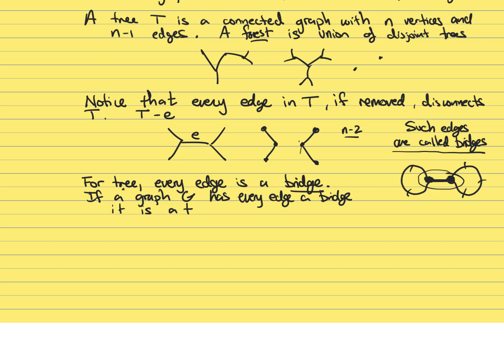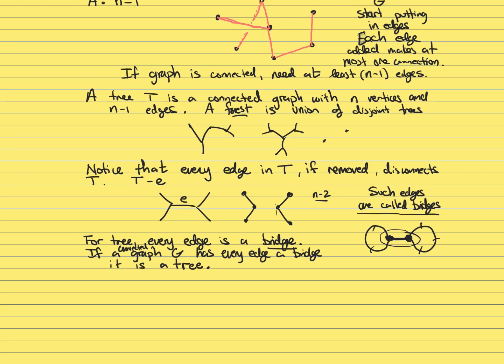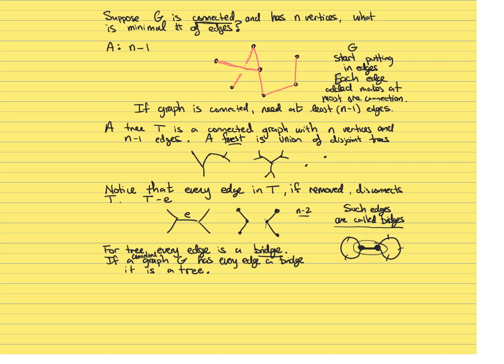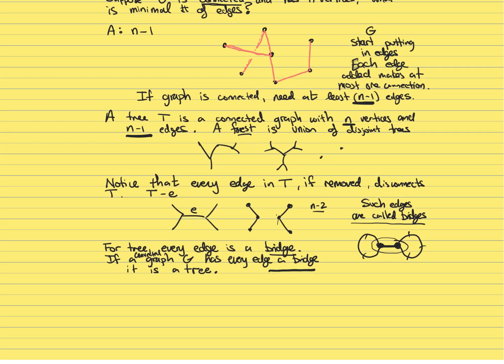Should say connected here, sorry, connected. Graph G has every edge a bridge, it is a tree. So that's another characterization. So you can think of it either as this, let me zoom out, as this kind of condition on the number of vertices and the number of edges, or the fact that if you remove any edge, the graph becomes disconnected.